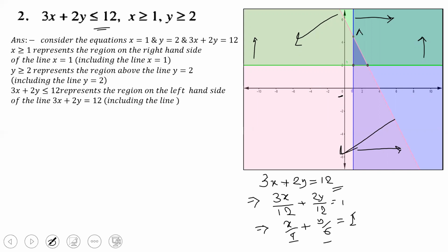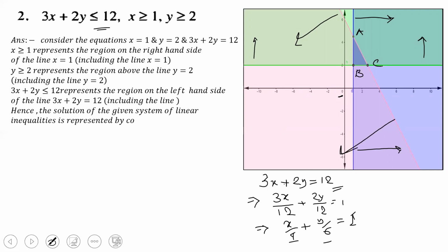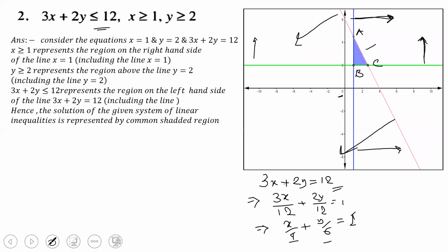If we mark it ABC, this triangle ABC is the common shaded region. So you can differently shade it and write down that the common shaded portion is the solution of the given system of linear inequalities. Or another thing you can do, without making so hazy a picture, is just shade the common portion, that is the solution region. Just mark the region first like this, shade the common portion and write down that the shaded portion is the solution region for the given system of linear inequalities.